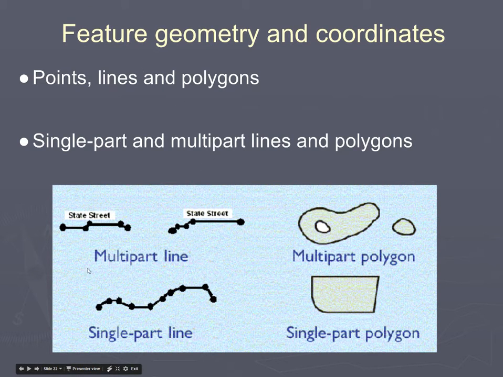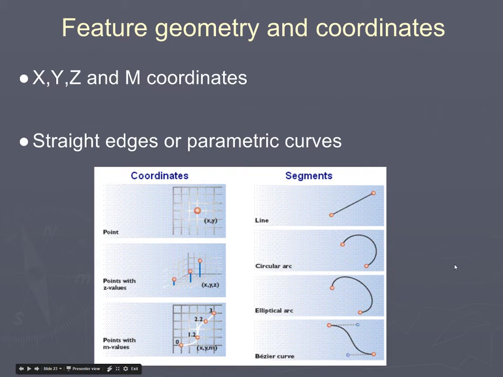Points, lines, and polygons can be single part or multi-part. An example of a multi-part polygon might be Hawaii, where you have many separate polygons that make up the state of Hawaii. There are many polygons, but they are one state. So you can have single or multi-part lines and polygons.